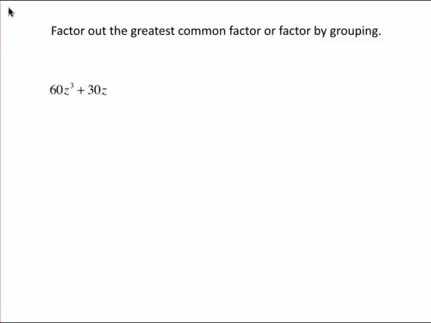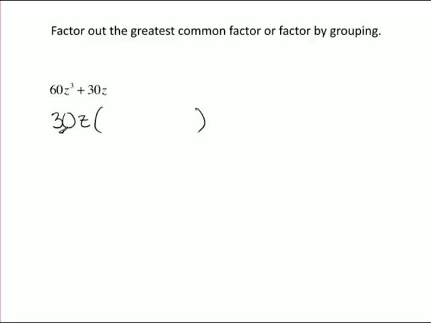So if we look at these numbers right here, we have 60 and 30, so we can recognize that the biggest number that can divide 60 and 30 evenly would be 30. And then if we look at the z cubed and the z, we see that they have a z in common. So we factor that out.